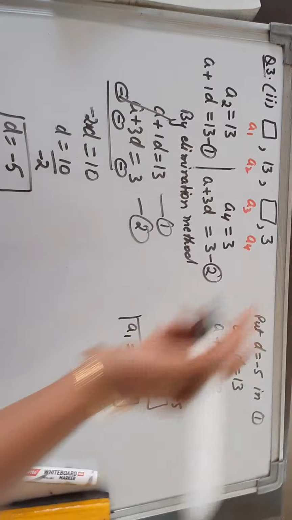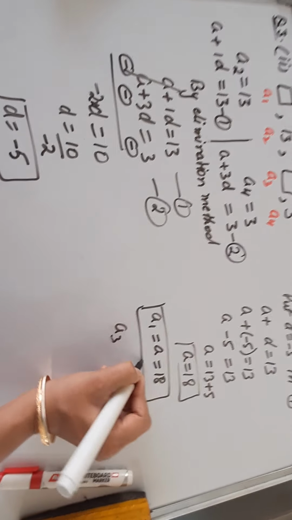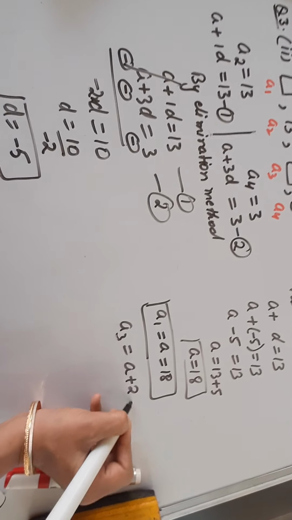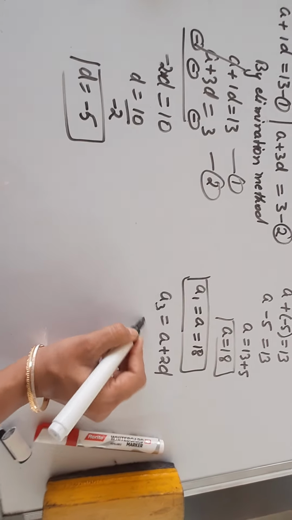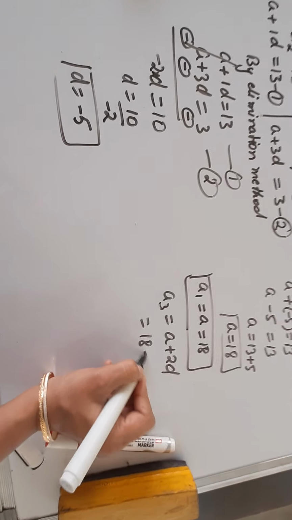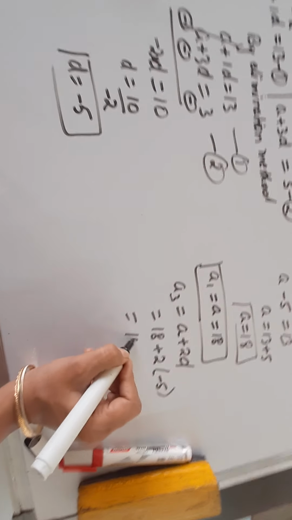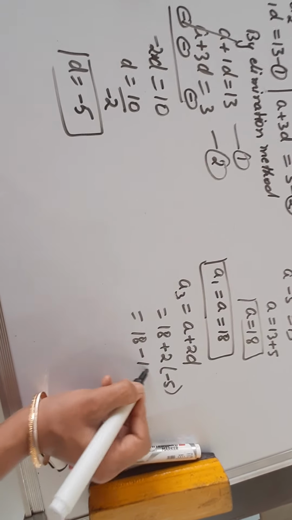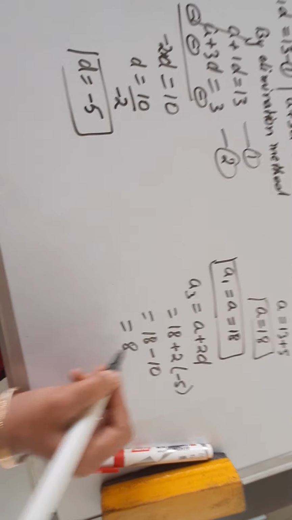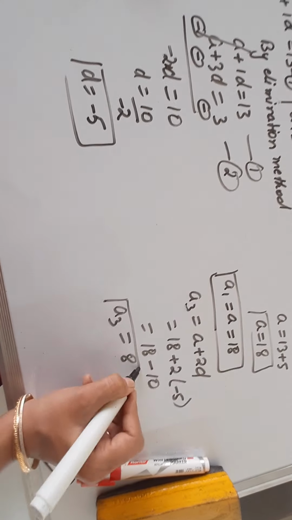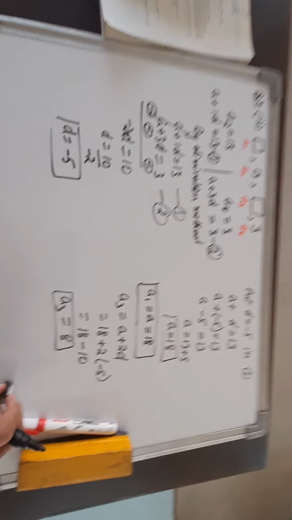वी नीड टू फाइंड आउट a3 नाउ. तो a3 क्या आ जाएगा? a प्लस 2d. जस्ट पुट द वैल्यूज. a इज 18 प्लस 2, d is -5, so put it in the bracket. 18 plus minus minus 2 5s are 10. So 18 minus 10 is 8. So in this way now you will be able to get the missing terms.